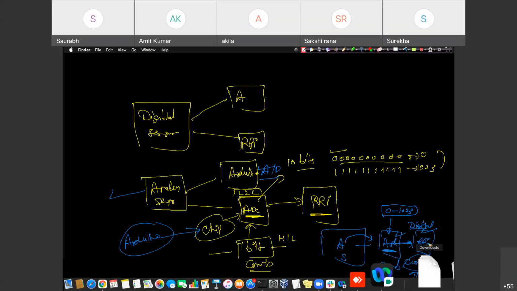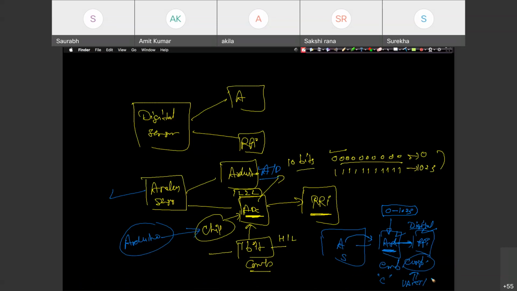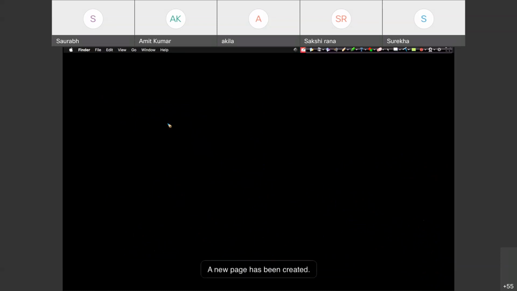So you can use either UART, I2C, or SPI. These are the communicating protocols which you would be able to work with through both Raspberry Pi and Arduino. Okay, so this is our second use case, and this is our first use case. I believe you've got the complete idea.